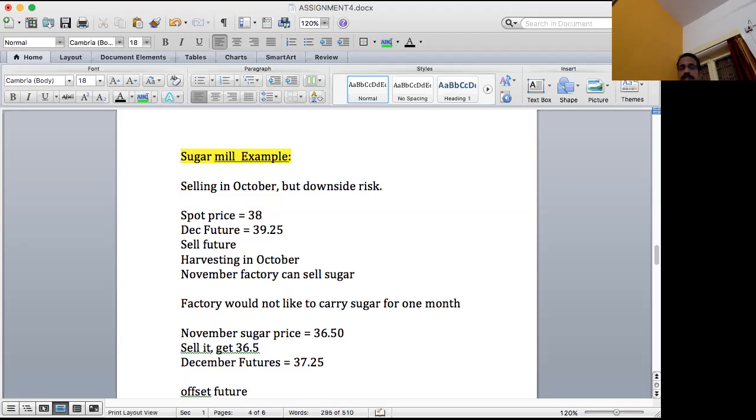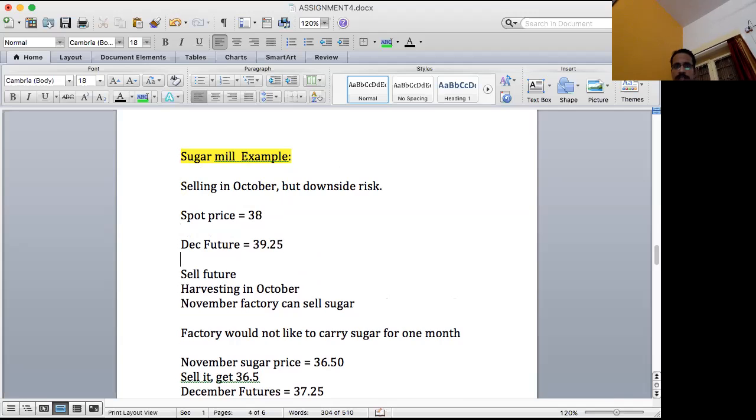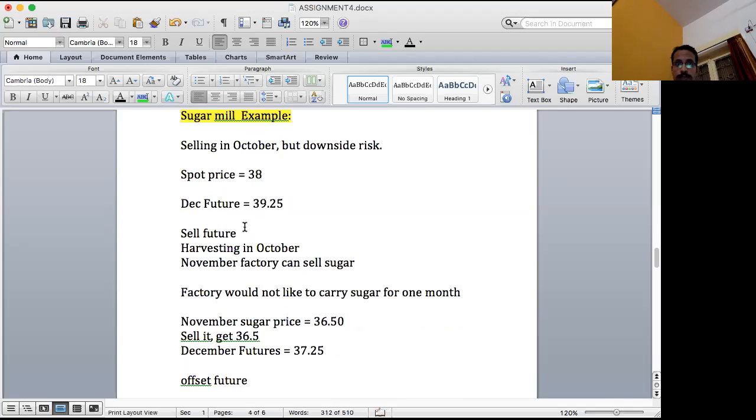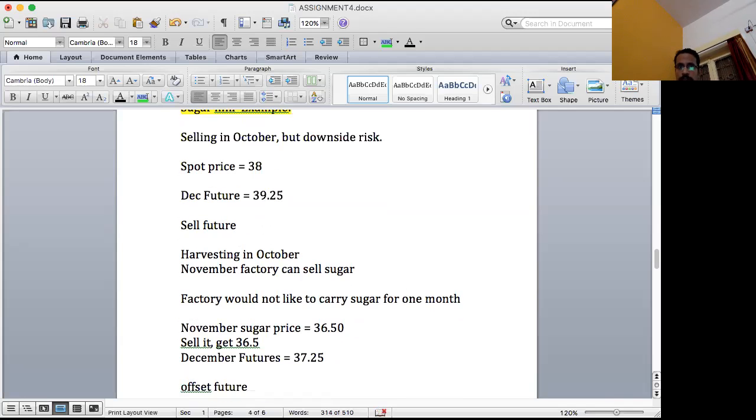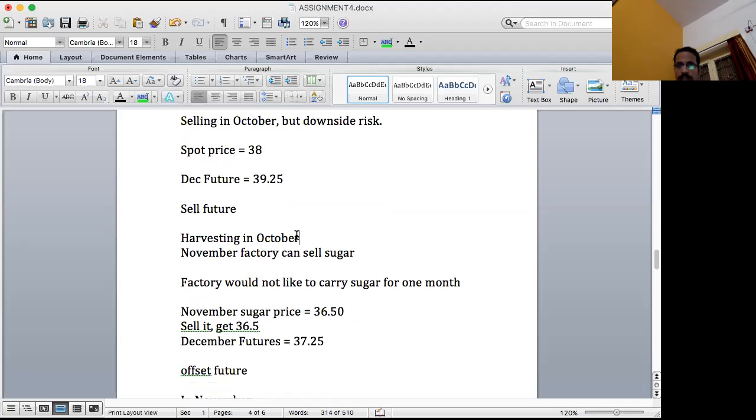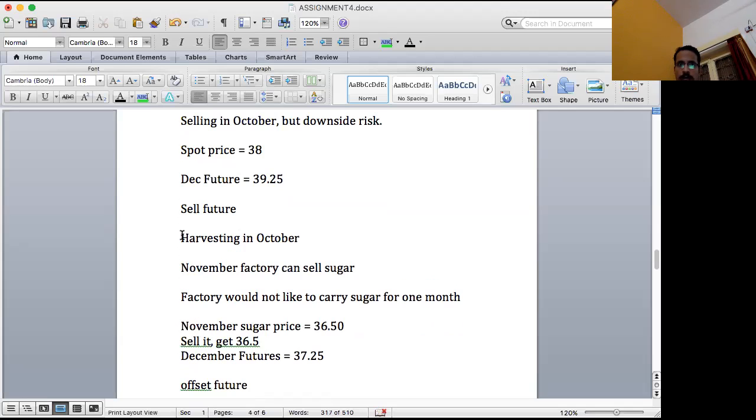So whenever you are facing a downside risk, you can go for a short hedge. The spot price of sugar is 38. The December future today is selling at 39.25. You sell the future, and you harvest in October. But in October the harvest is coming.